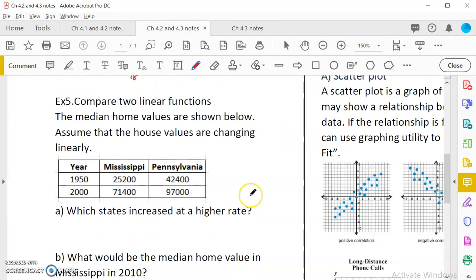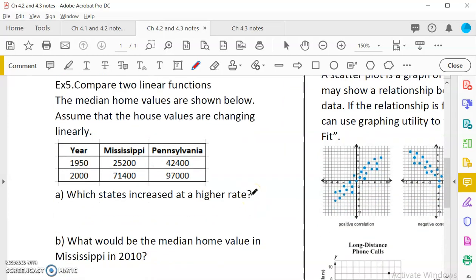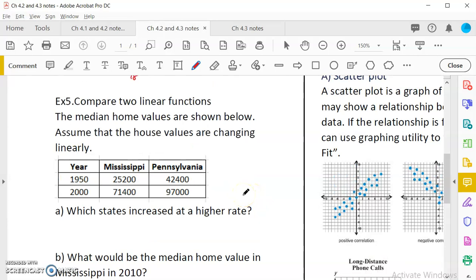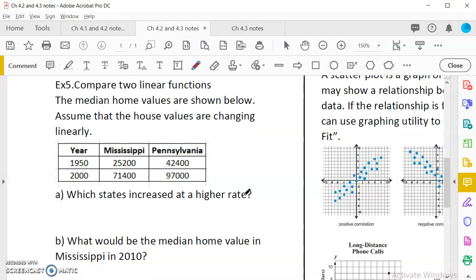Next example is there are two linear functions and you are trying to compare them. So it is about home price, also cost, so house price. The median house price of two states, Mississippi and Pennsylvania, in 2 different years. We know that when the year changes, home price changes, so T would be the input, and this home price would be the output y, right?